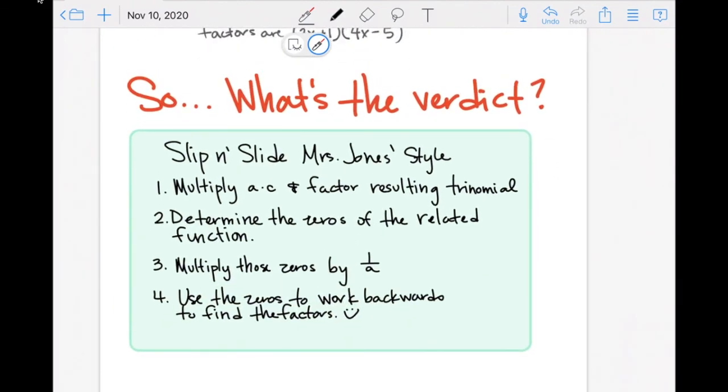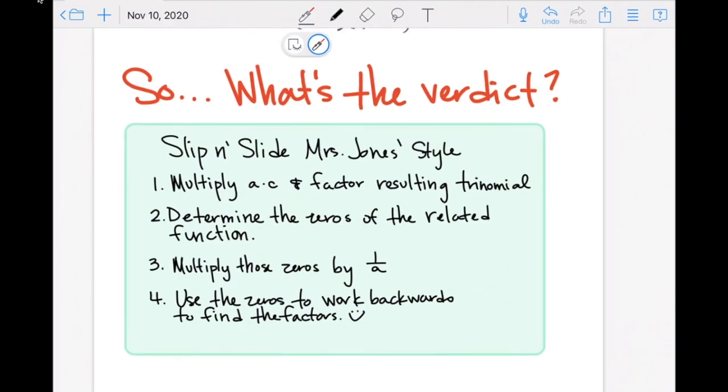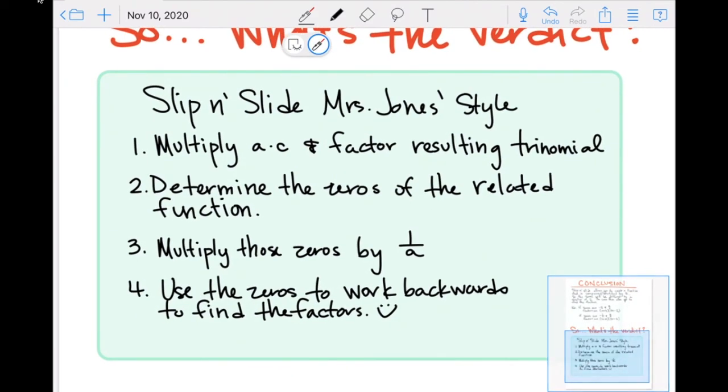I absolutely think it's such a cool concept. I don't love the way it's taught. So this is probably how I would teach it instead of the way that it's traditionally taught. This is slip and slide Miss Jones style.